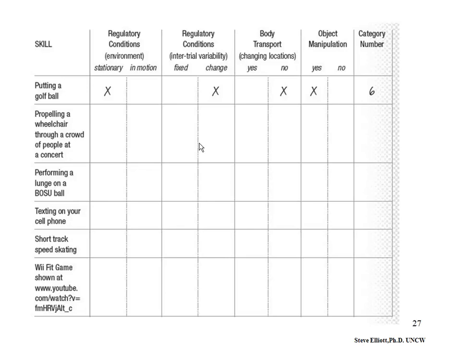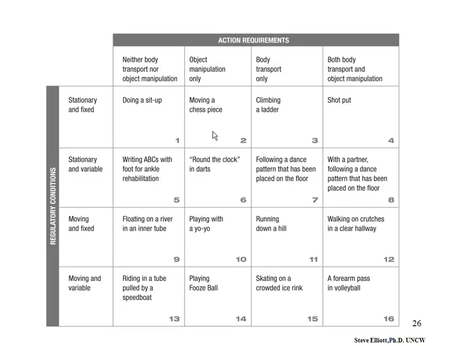This is also from another textbook and is a little application activity. So you can see, for a motor skill of putting a golf ball, the author of this textbook tells us that the environment is stationary, the hole's not moving, the floor's not moving, that regulatory conditions, that we have a changing variability, meaning that the putt might be taking place in different situations, the body is not in transport, and that there is an object present. And according to this author, that falls into category number 6, which would be right here.